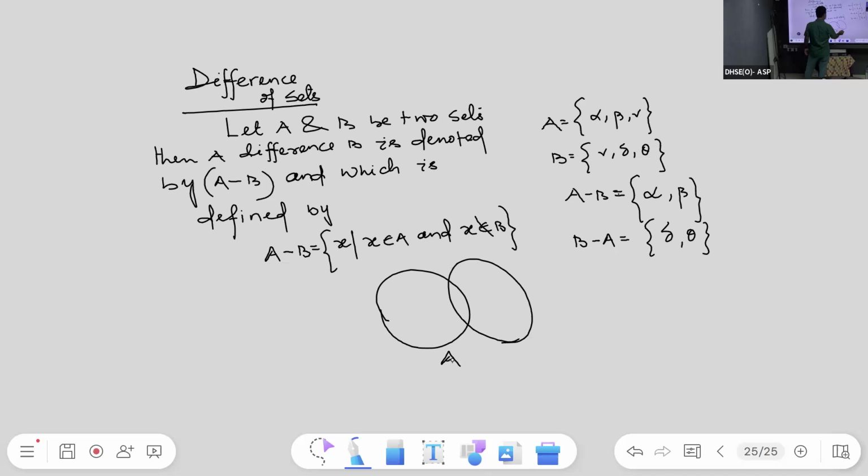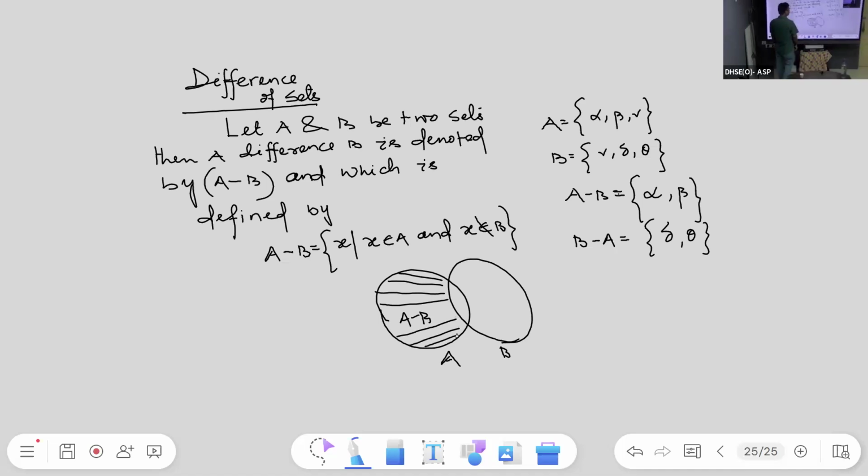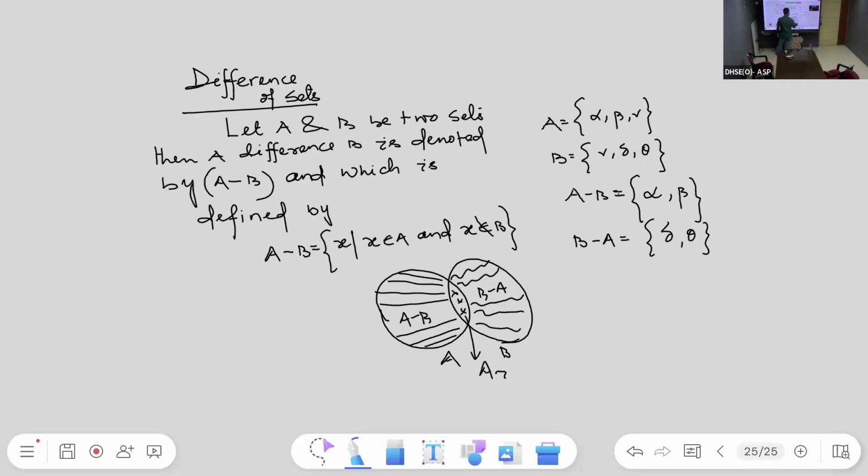Suppose this is set A. This is set B. This region is A difference B. And this region is B difference A. And this region is called A intersection B.